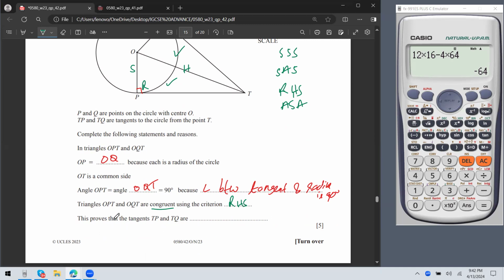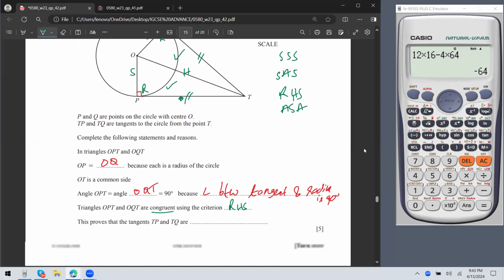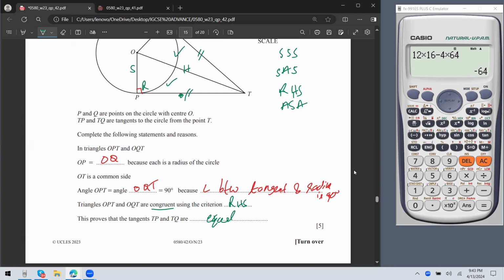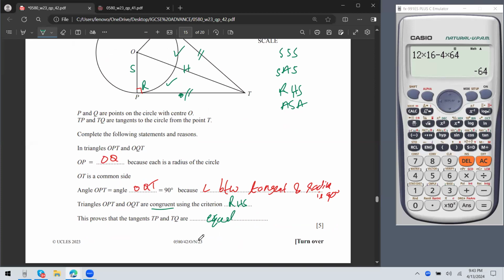Now this proves that the tangents TP and TQ are equal. Because if the two triangles are congruent, then definitely this should be equal to this side. The two tangents must be equal. So basically, we learned before this circle property that tangents from external point to a circle are equal. In this question, we just proved it, by using the congruent triangle, that the two tangents must be of equal length. Any questions?